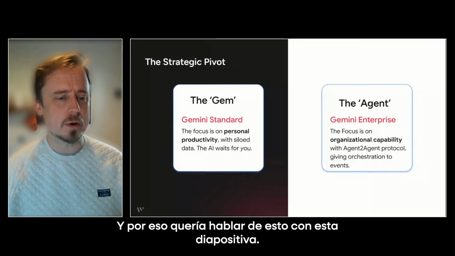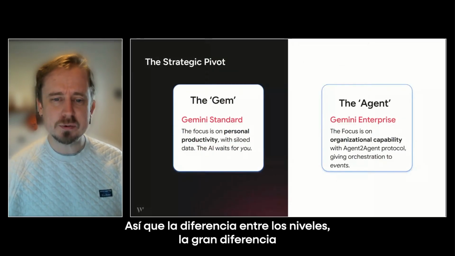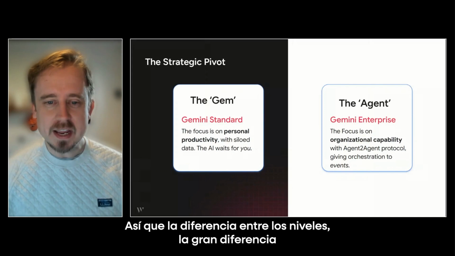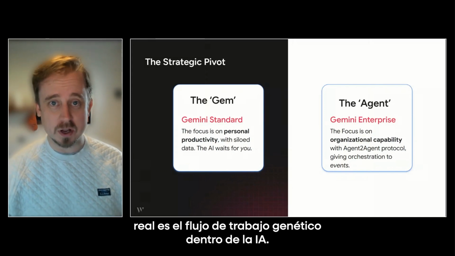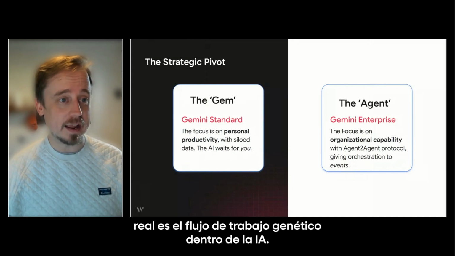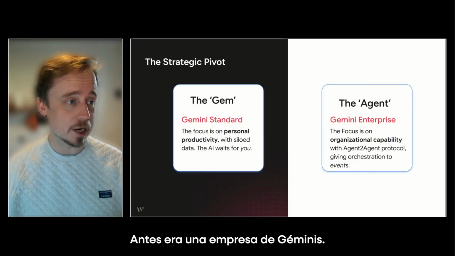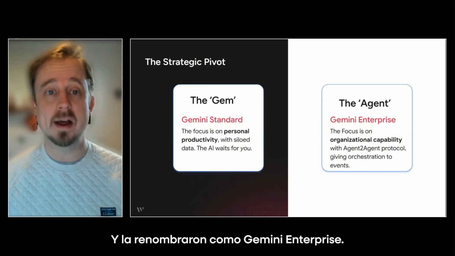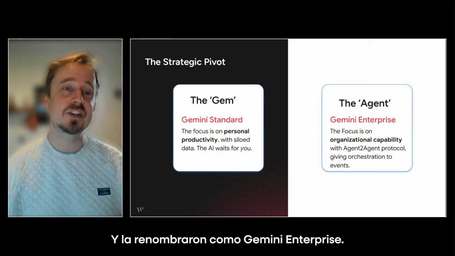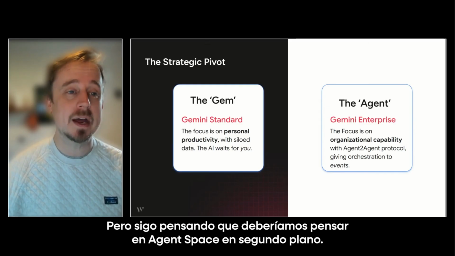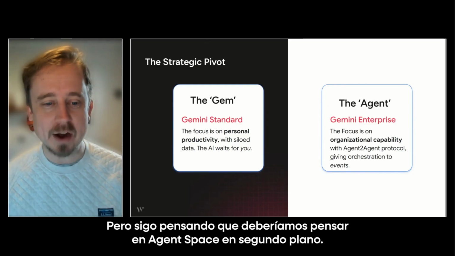And that's what I wanted to talk about with this slide. So the difference between the tiers, the really big difference is the agentic workflows within Gemini Enterprise. It used to be called Agent Space, and they renamed it to Gemini Enterprise. But I still think that we should think about Agent Space in the background.